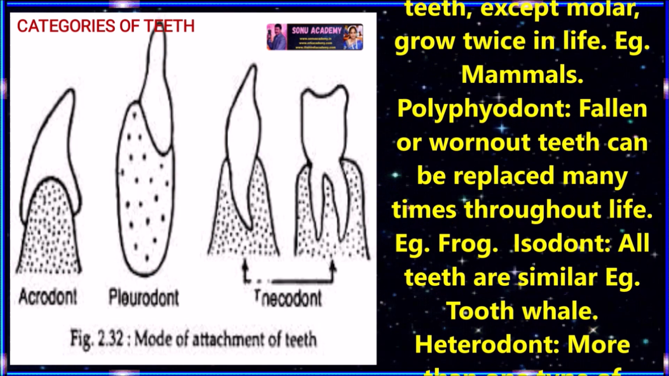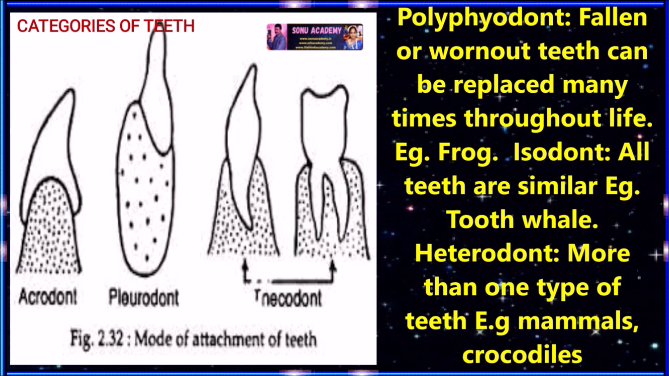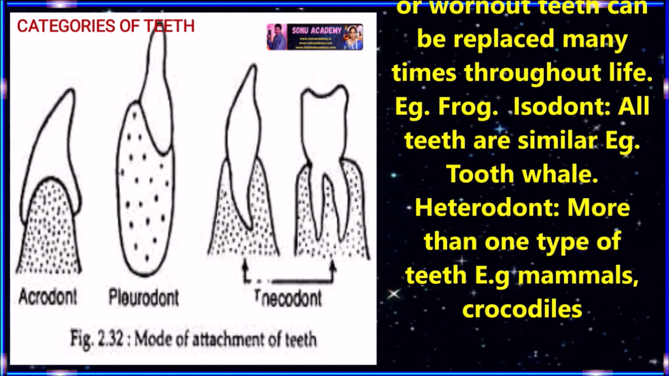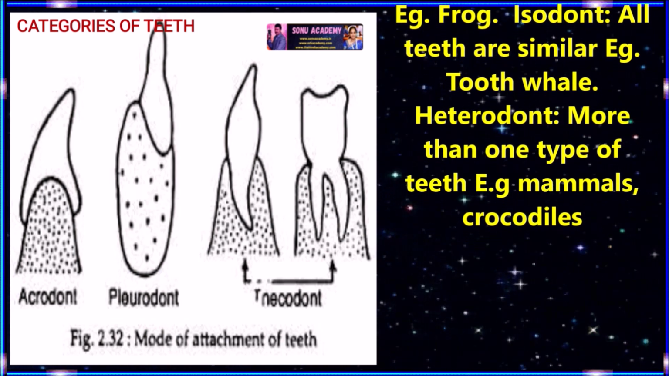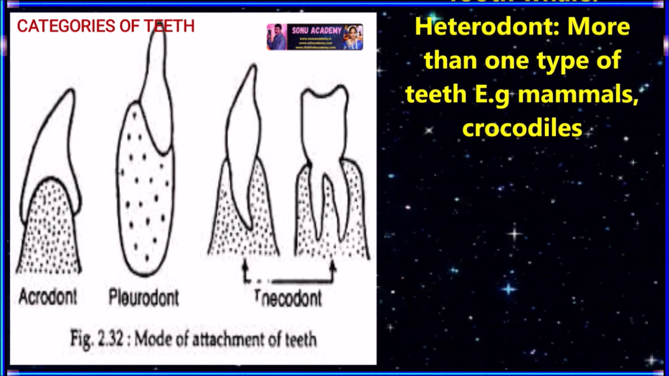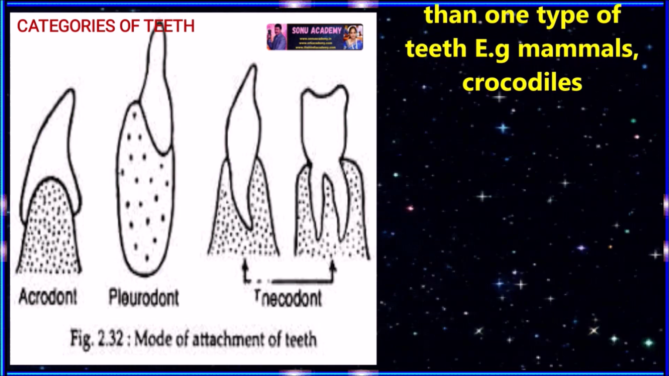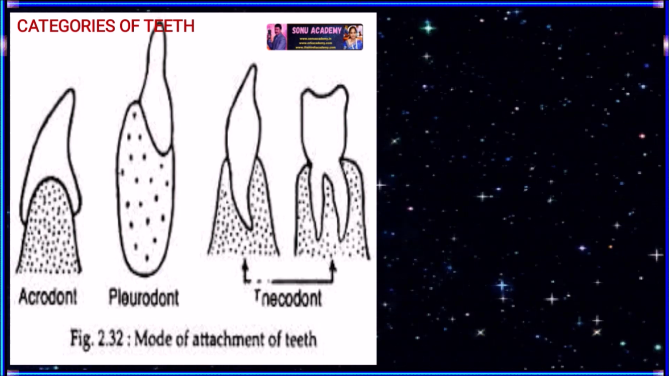Next one is Polyphyodont. These are fallen or worn out teeth, which can be replaced many times throughout life. Examples: frog. And another category is Isodont. All the teeth are similar in this category. We can see examples in toothed whale. The next category is Heterodont. More than one type of teeth is present in mammals and crocodiles.